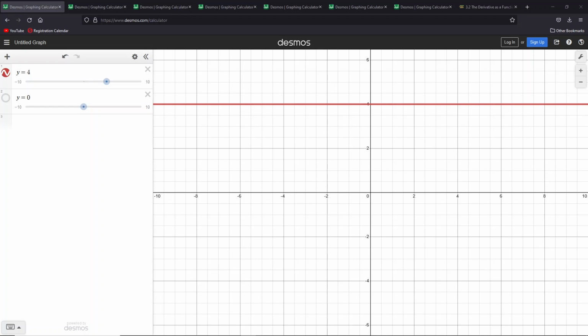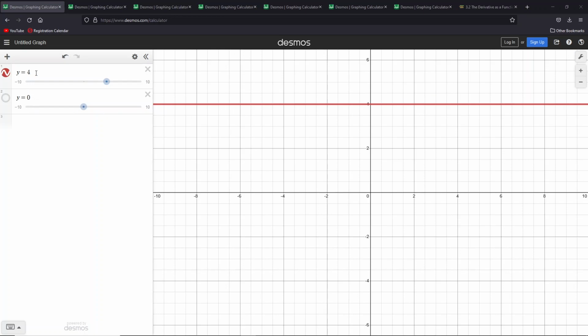Hi. In this video, we'll talk about the relationship between the graph of a function and the graph of the derivative of the function. Now, what I want to do is look at certain cases, and then we'll lead up to an example from the textbook. Now, for this first example, let's say the graph of our function is this straight horizontal line.